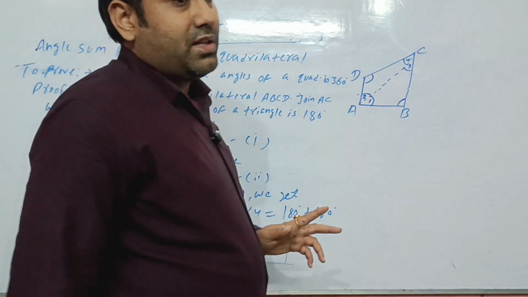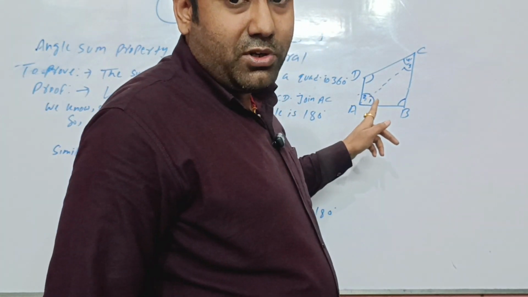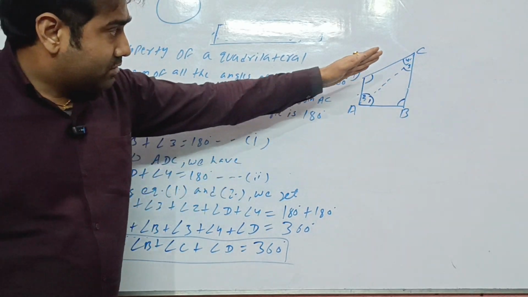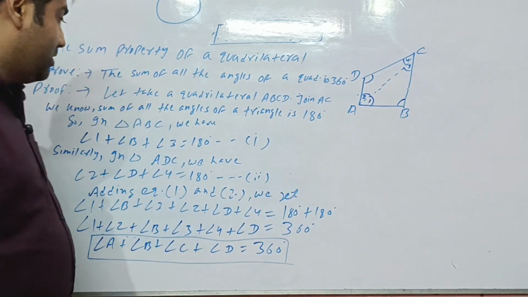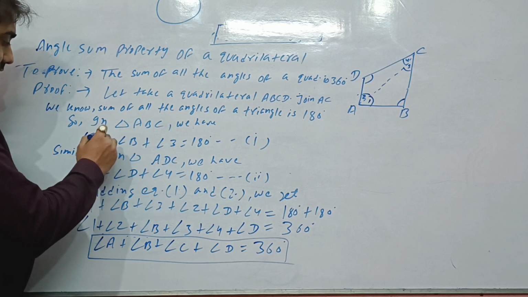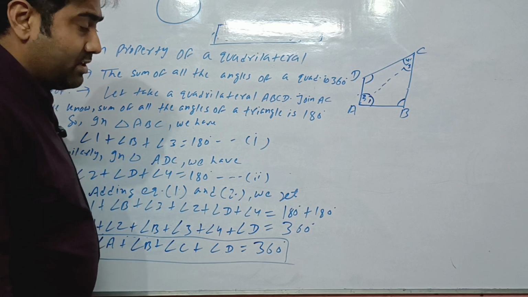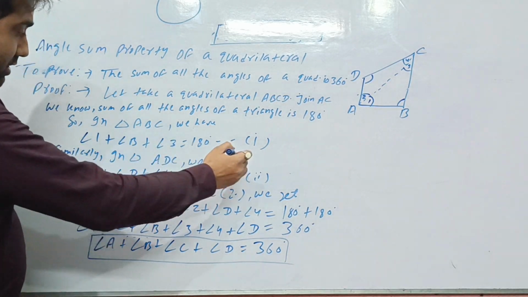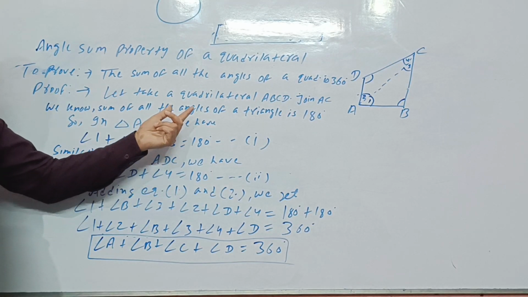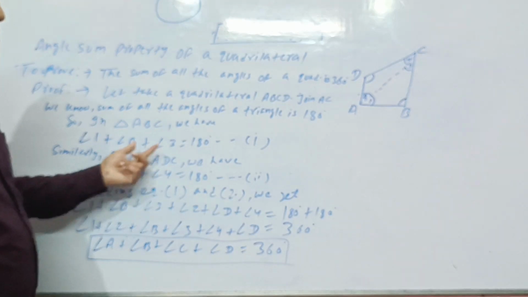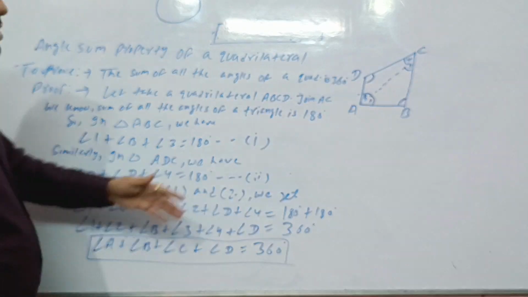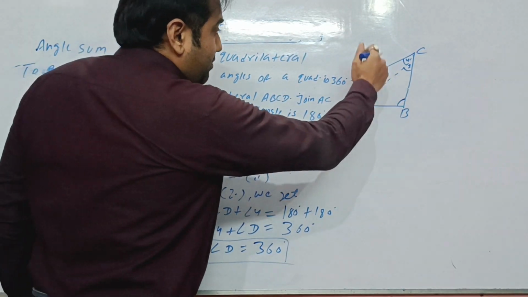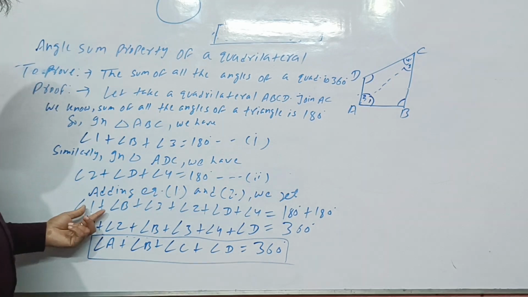Using the previous class property, that is the angle sum property of a triangle, when we join AC we get two triangles here. So using the concept that the sum of the angles of a triangle is 180, we write these equations for both triangles. Just see, angle 1 plus angle B plus angle 3 equal to 180, and again angle 2 plus angle D plus angle 4 equal to 180 degrees. And then we add both these equations. Why? Because once we join, we get a complete quadrilateral.